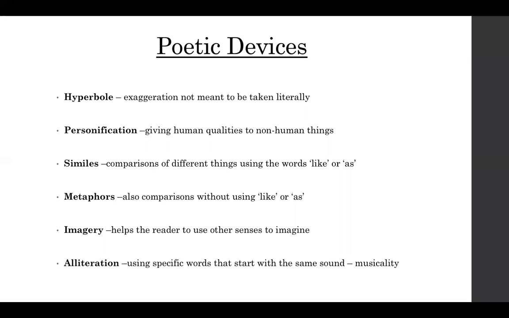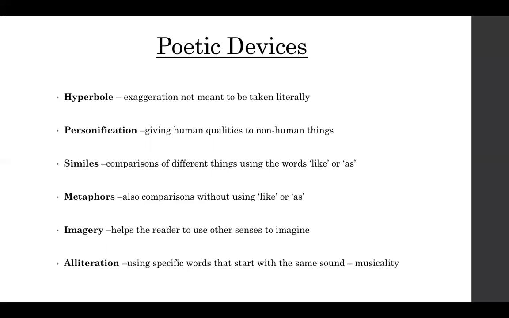I've selected a few here to discuss today. The first example is hyperbole. Hyperbole is exaggeration, but not meant to be taken literally. Often this is used for emphasis or for the sake of demonstrating emotion or feeling, and it can be a way to incorporate humor or irony into your poem. Personification is giving human qualities to non-human things. That's quite simple, but it's really effective, as we'll see later in one of our poems today.